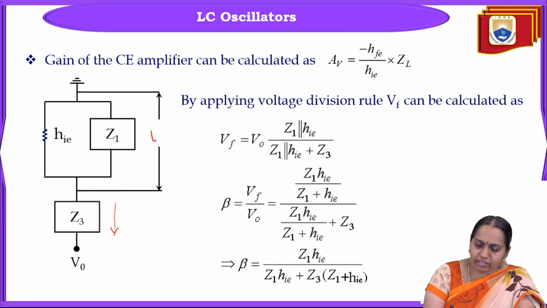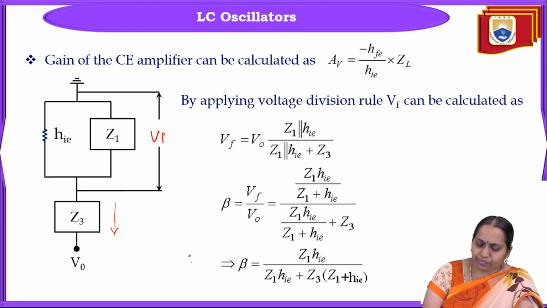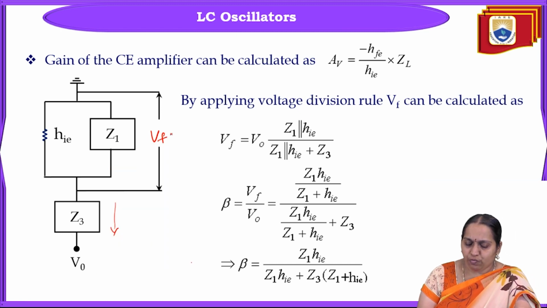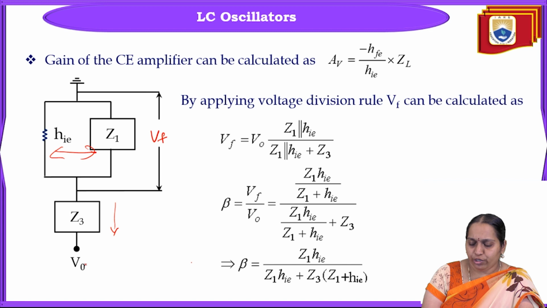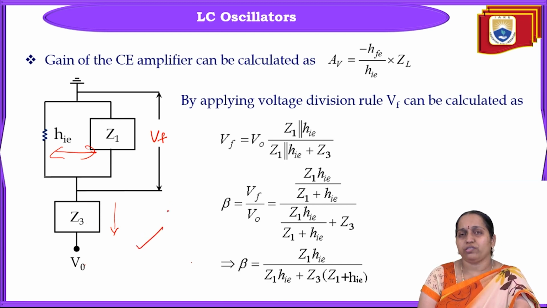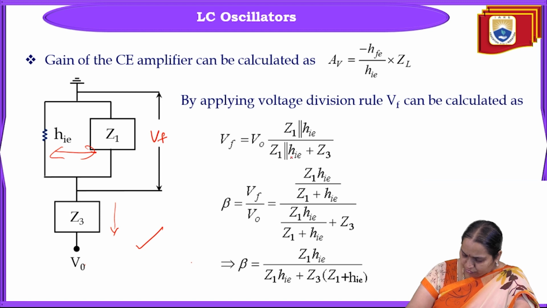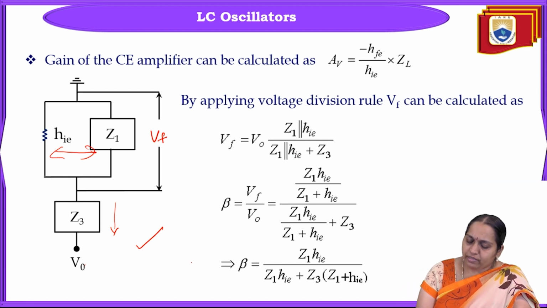how do you write the equation for VF? So VF is equal to V0 into Z1 parallel hie, see, these two are in parallel, so V0 into Z1 parallel hie by Z1 parallel hie plus Z3. So we are just applying the voltage division rule to this circuit. So you get VF is equal to V0 into Z1 parallel hie by Z1 parallel hie plus Z3.